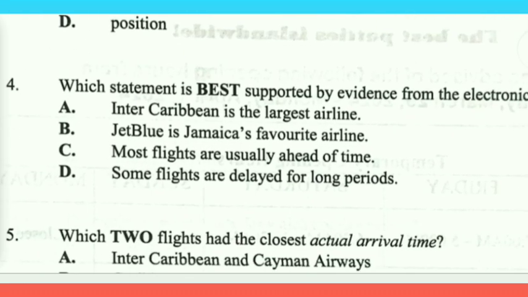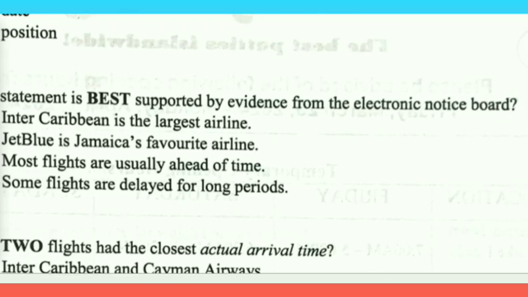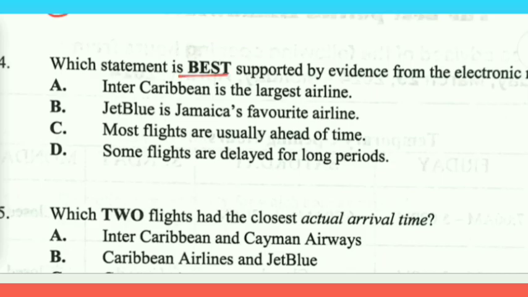Number 4, which statement is best supported by evidence from the electronic notice board? Key term here is best, meaning the others could support, but which is the best? All right, A says Inter-Caribbean is the largest airline. Nothing says that. B says JetBlue is Jamaica's favorite airline. Still can't say that because it never said anything about Jamaicans choosing that one. C says most flights are usually ahead of time. Let us go back and check in a while. D says some flights are delayed for long periods. So we know we're looking between C and D.